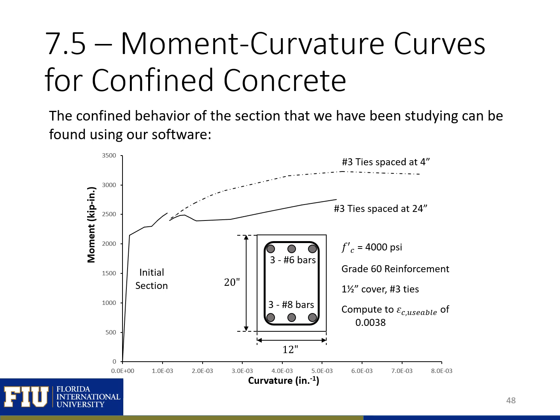Shown here is the moment curvature behavior for the section that we've been investigating on the past couple slides. We see our initial section performance, and then we see the confined moment curvature section performance for a section with number 3 ties spaced at 4 inches and a section with number 3 ties spaced at 24 inches. You can see that when we have closer spaced ties, we'll have more benefits from confinement. Our concrete will be more effectively confined, so we'll be able to achieve a higher ultimate strength and more ductility.